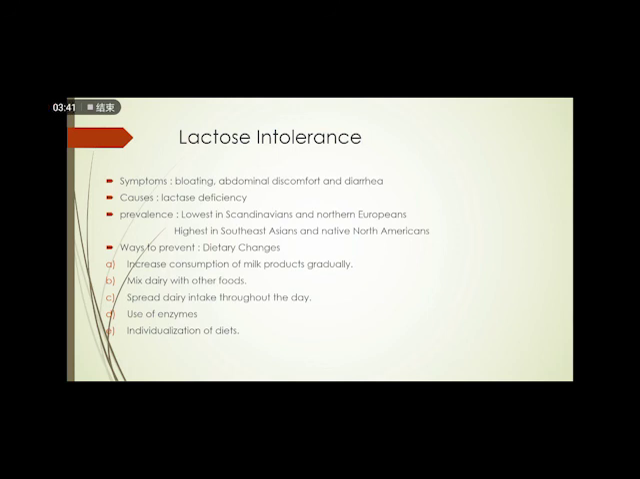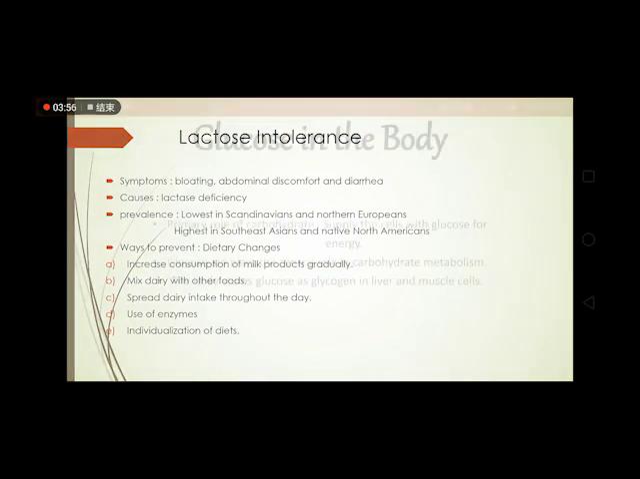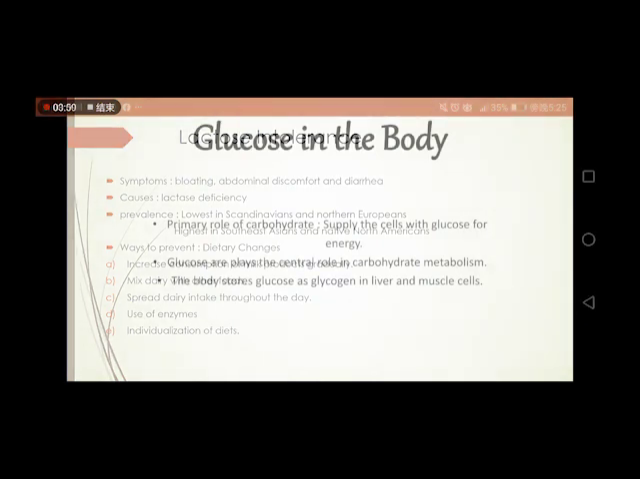Lactose intolerance is lowest in Scandinavians and Northern Europeans and highest in Southeast Asians and Native Americans. The way to manage lactose intolerance is dietary changes. Examples of dietary changes are to increase the consumption of milk products gradually, mix dairy with other foods, spread dairy intake throughout the day, use enzymes, and individualize diets.